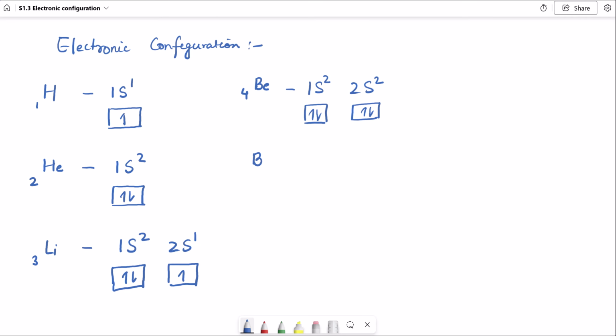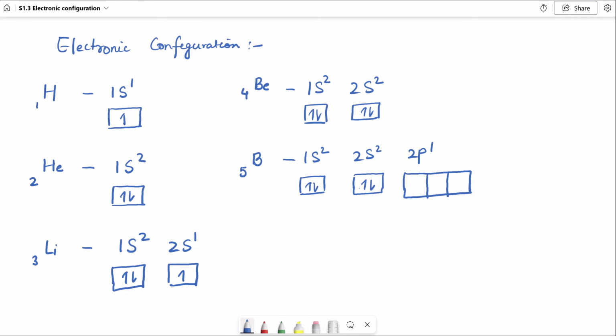Next is boron. Boron is 5. 1s2, 2s2, 2p1. So it's like this. In the p there are 3 orbitals, subshells. So 1 electron will go here.